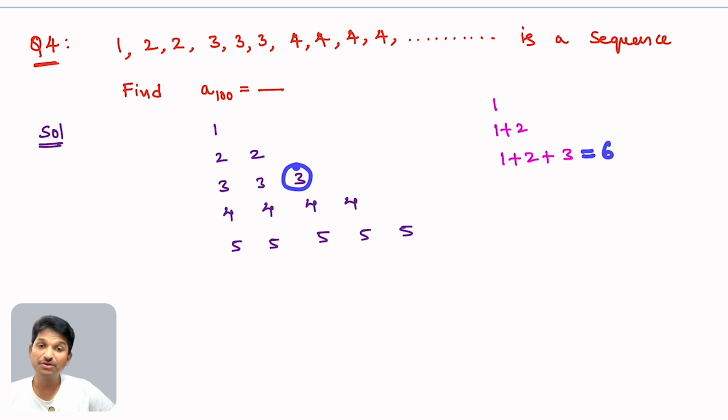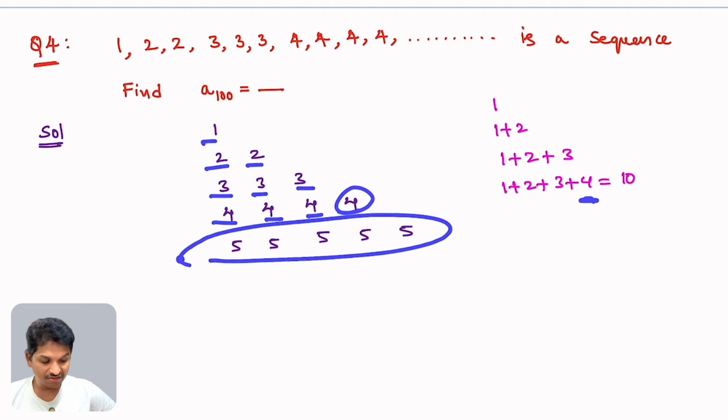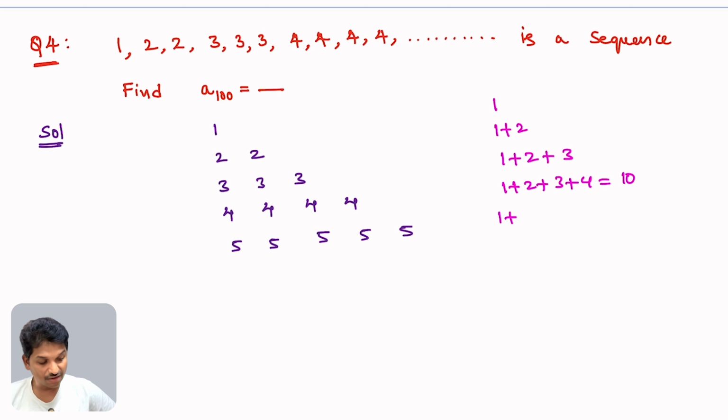Sixth term, you observe this: the sixth term ends with 3. You observe this pattern. Okay, 1 plus 2 plus 3 plus 4 is what? It is 10. You can see the 10th term ends with 4. Try to understand this pattern, please. So here 1, 2, 3, 4, 5, 6, 7, 8, 9, 10. 1 plus 2 plus 3 plus 4 plus 5 is 15, right? The 15th term is 5 and the 16th term is 6. You got a pattern here.